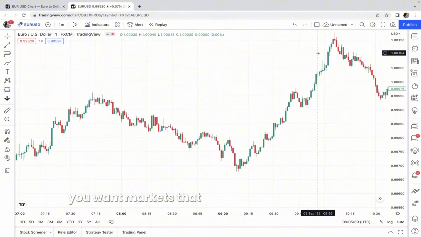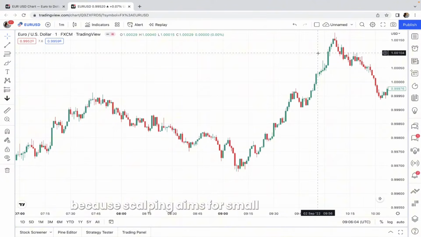You want markets that don't have big gaps or wide spreads, because scalping aims for small, controlled moves. Large price gaps or slippage can ruin your entry, stop loss, and profit targets. So always check your market conditions.